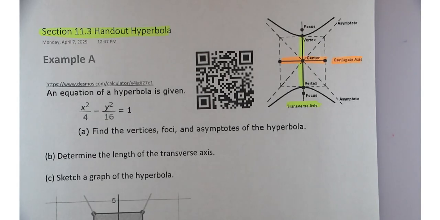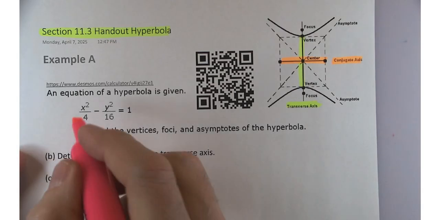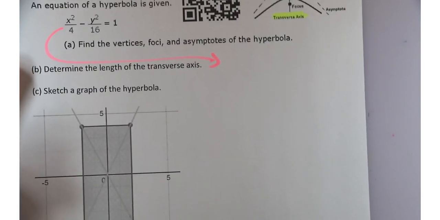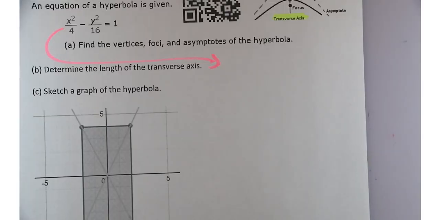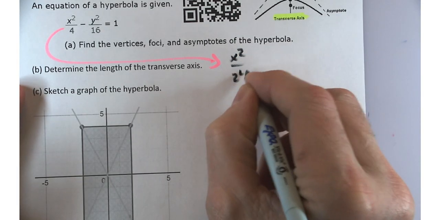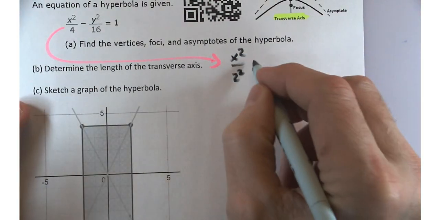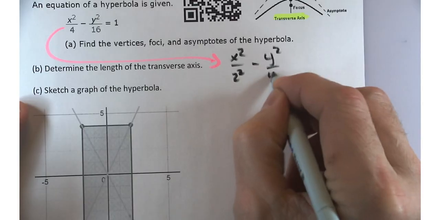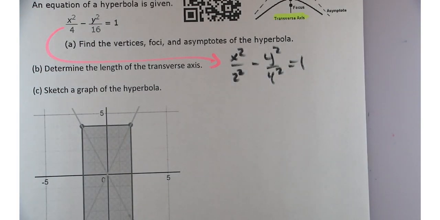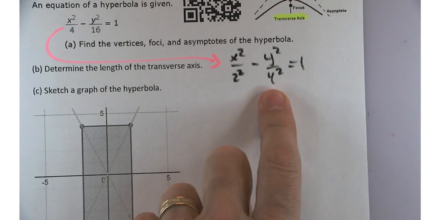Can anyone suggest an idea on how to rewrite this? Think back to what we did with ellipses. How could I start out by rewriting that? X squared over 2 squared, and then minus y squared over 4 squared equals 1. Perfect. So I'm going to do 2 things. First of all, rewrite it like that you suggested.